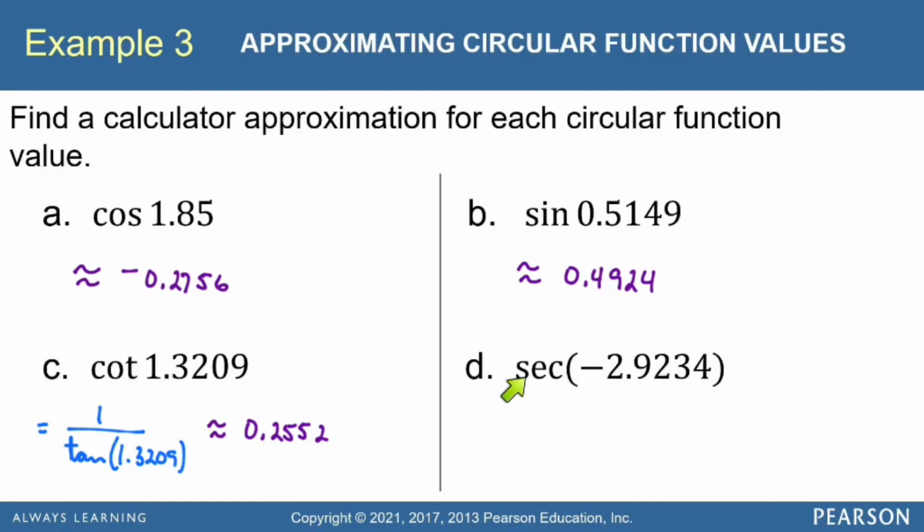-2.9234. Of course, we don't have a secant button, but we do have a cosine button, so we can write this as 1 over the cosine of -2.9234, and that should be approximately equal to -1.0243.